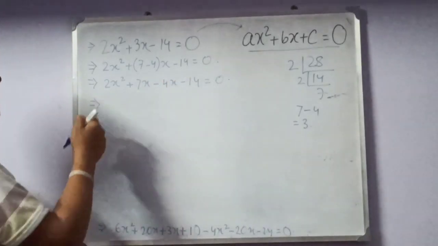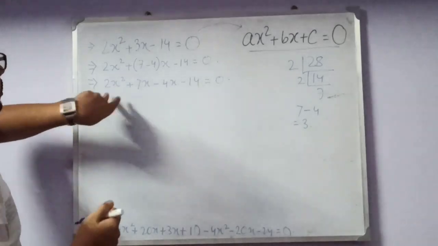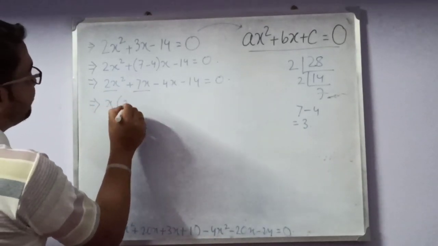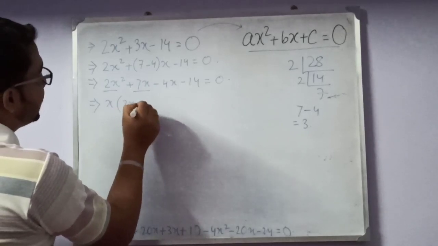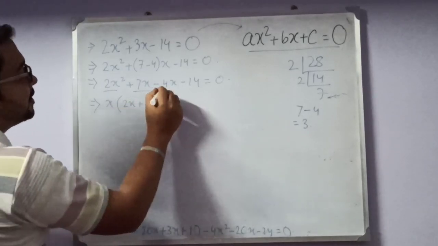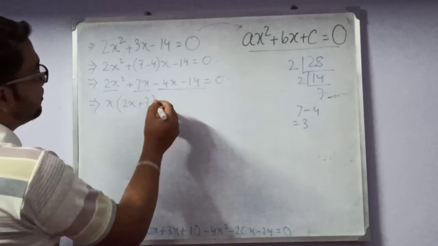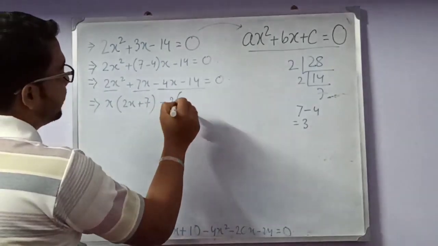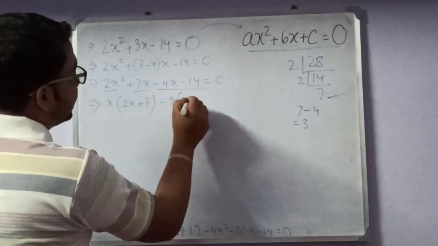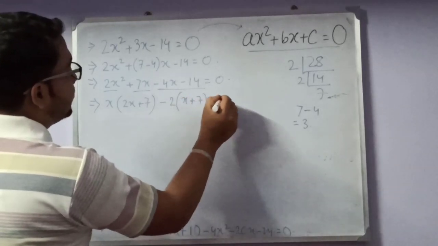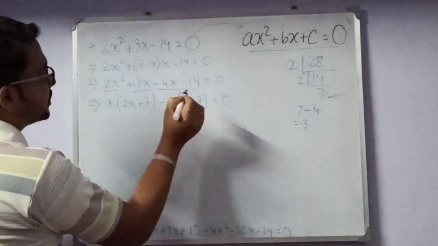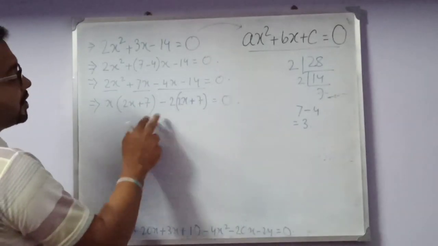Now we have to take common factors from these two parts. From these two parts we take x as common, so we have left 2x plus 7, and from this part we have to take common minus 2. So we have left x plus 7. Remember these two, this is 2x. These two are also equal.